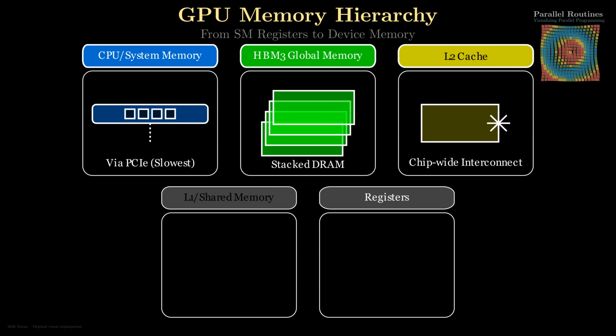L2 cache is shared across all SMs via the chip-wide interconnect. Data fetched by one SM can be reused by others. Hit rates depend on access patterns, and modern GPUs support hints for persistent caching of frequently used data.